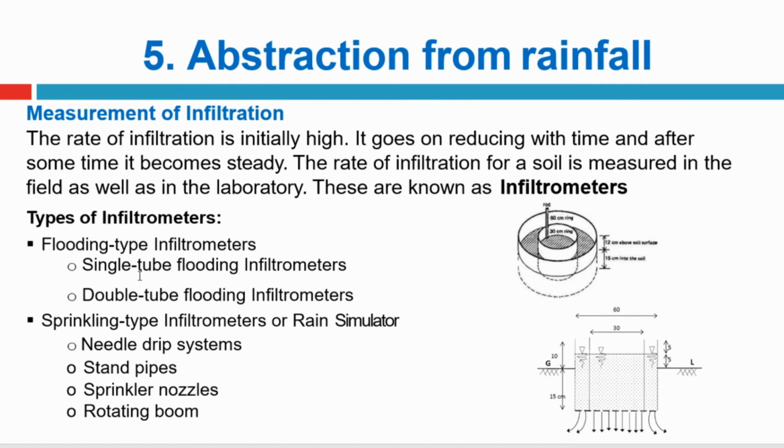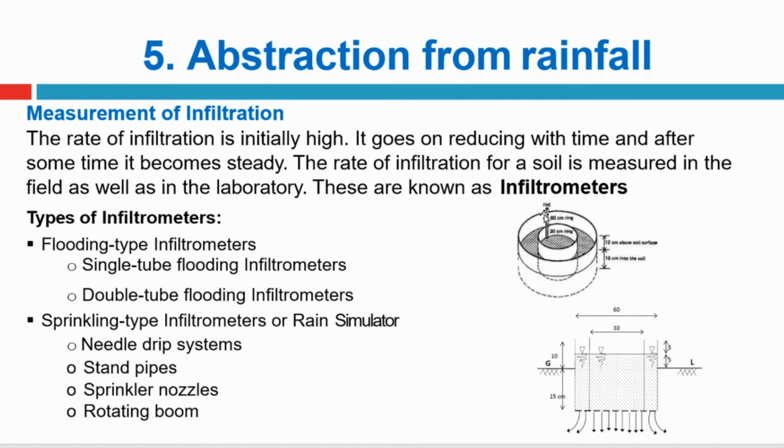Now let us get into the double tube or double ring infiltrometer. In some textbooks it is given as a double ring infiltrometer, and this is a type of flooding in nature. So let me explain what flooding in nature is. As you can see in this figure, these are the two jars I have.